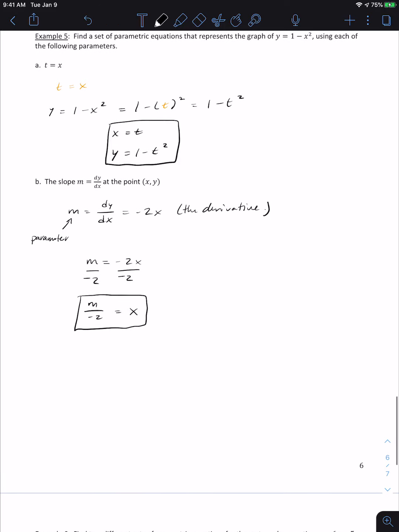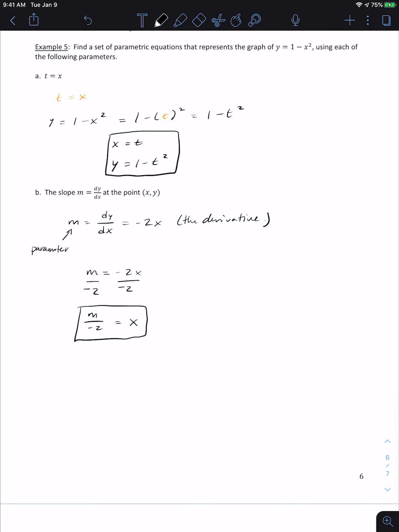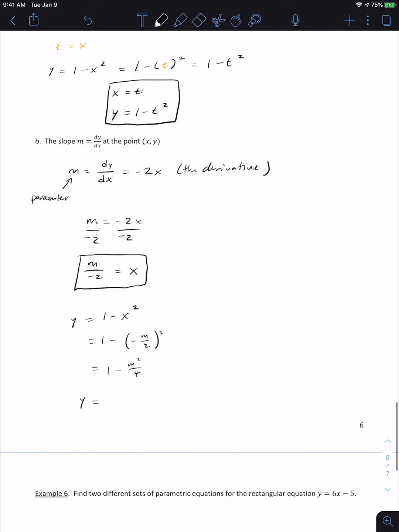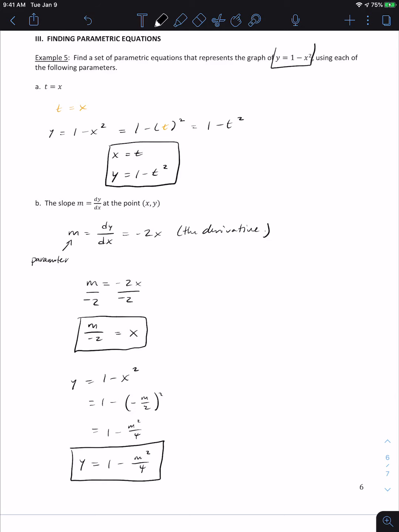Now, I can plug that into my y equation to get my y. y equals 1 minus x squared. But we know what x is, right? So y equals 1 minus negative m over 2 squared. So 1 minus negative m over 2, the negative squared makes it positive, so I get m squared over 4, right? So y equals 1 minus m squared over 4 is another set of parametric equations that represents that curve, right?